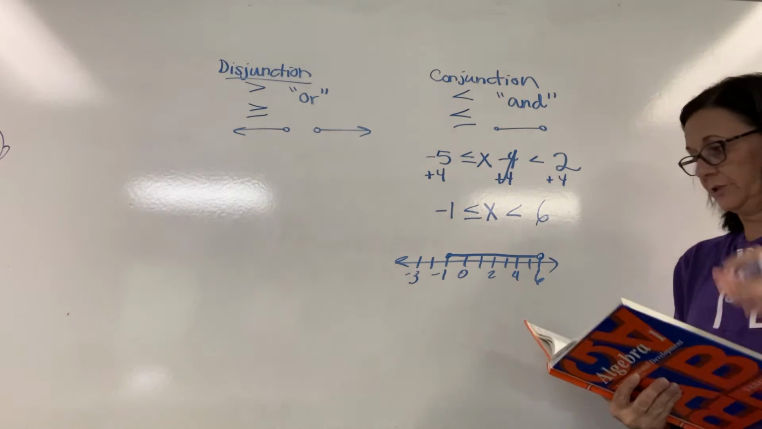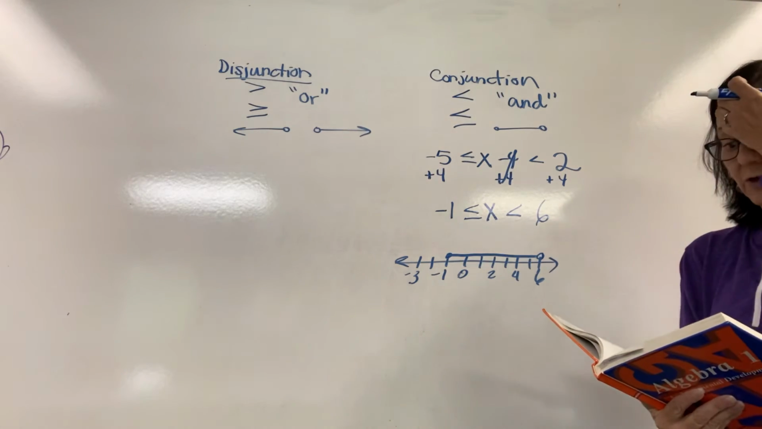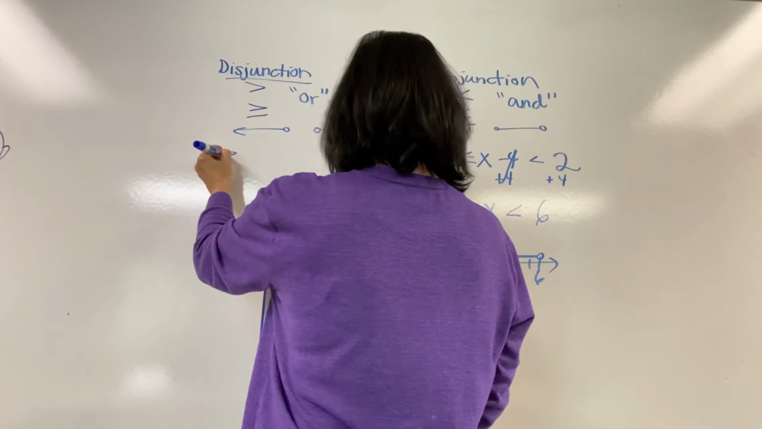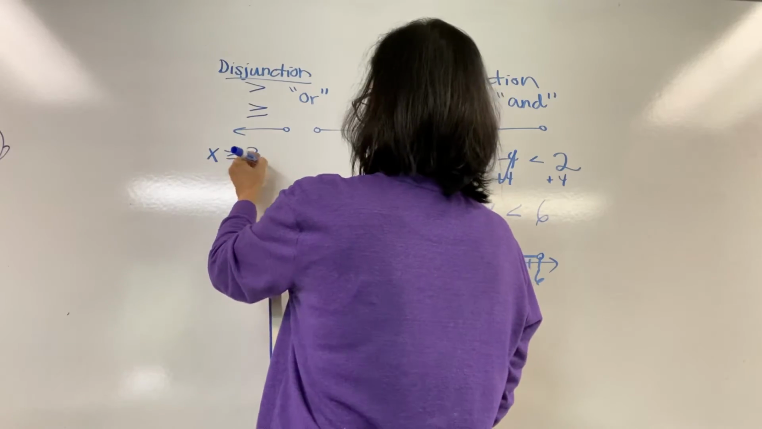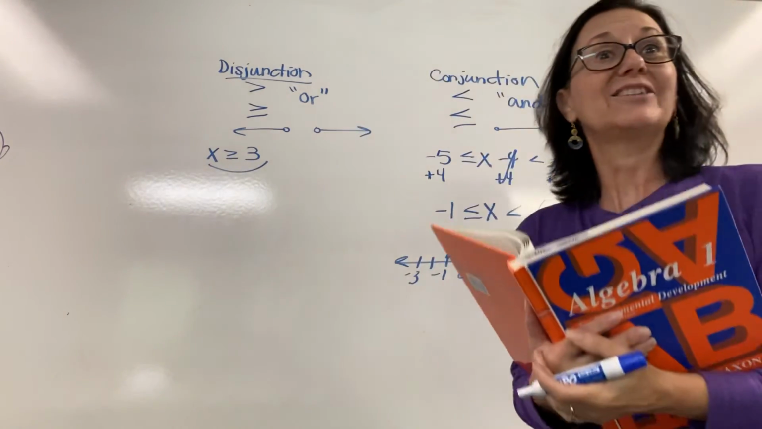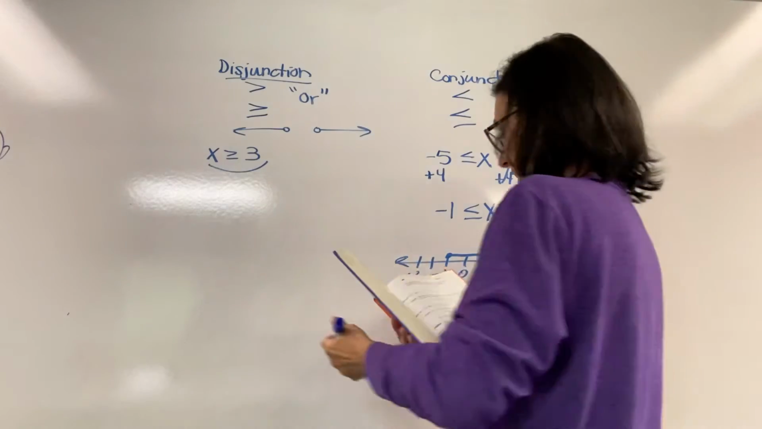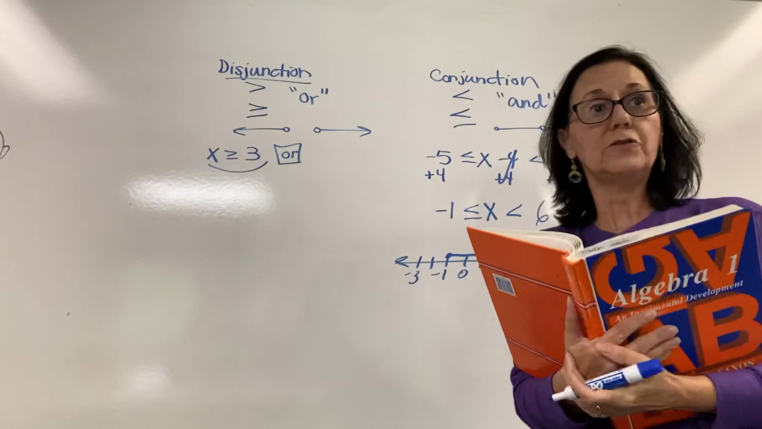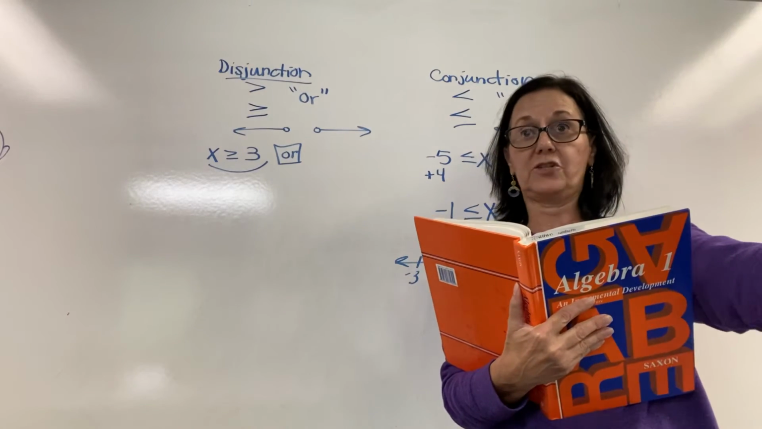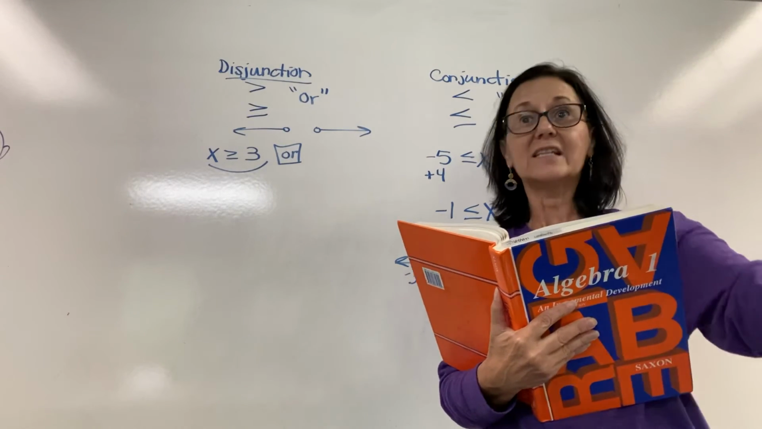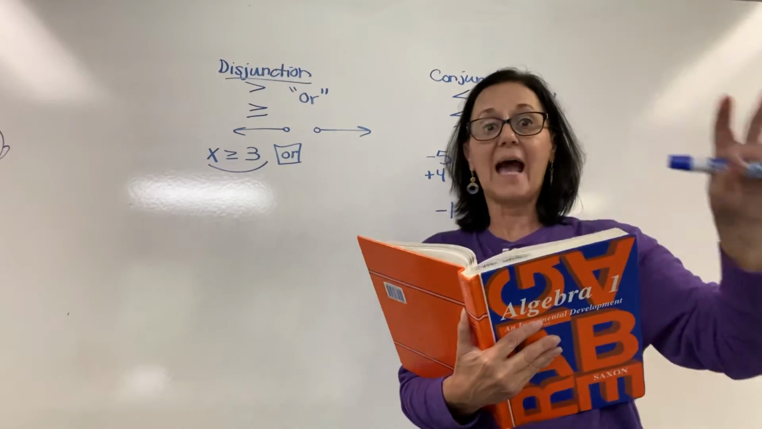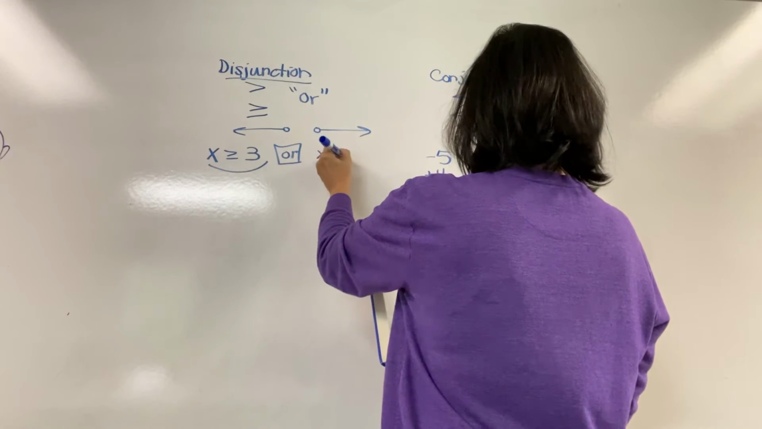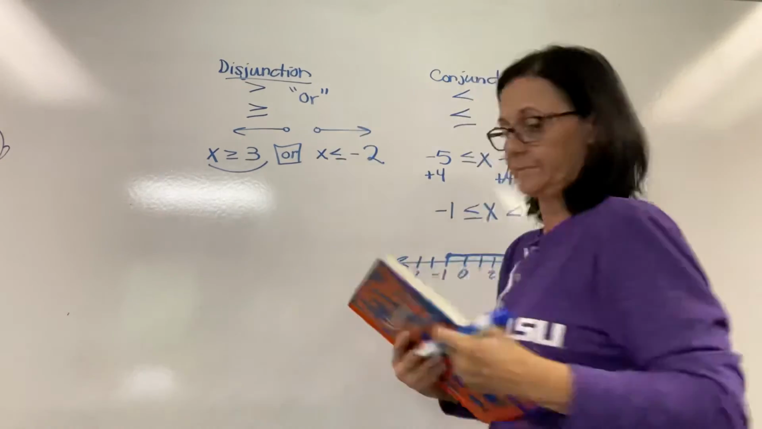So that's a conjunction. Now look at example 2. This is a disjunction. This says x greater than or equal to 3. This is a disjunction? It's going to be a disjunction, yes. But the key word here is or. When you hear the word or, you should tell yourself it's going to be a disjunction. It doesn't matter what the signs look like. It's absolutely going to be a disjunction. Or x less than or equal to -2.